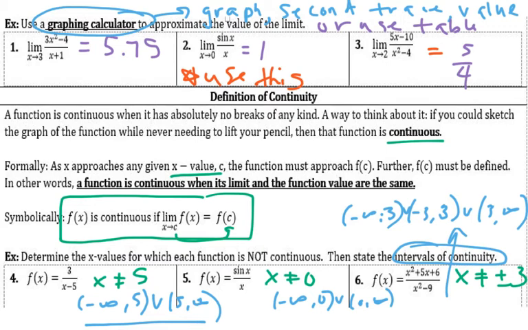For 5, we already talked about how x cannot be equal to 0, so that interval is -infinity to 0, union with 0 to infinity. Remember, all of these should be parentheses on the ends of the interval, not square brackets. And then number 6, the denominator would be 0 if x was equal to positive or -3. So -infinity to -3, then the interval from -3 to 3, and the interval from 3 to infinity.